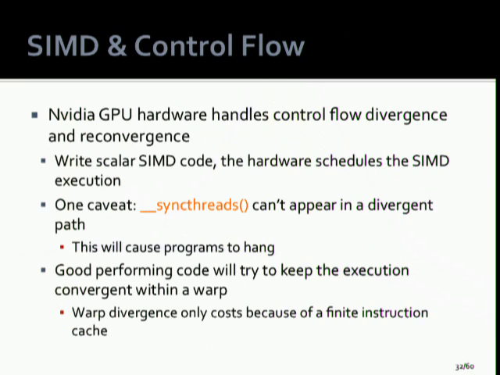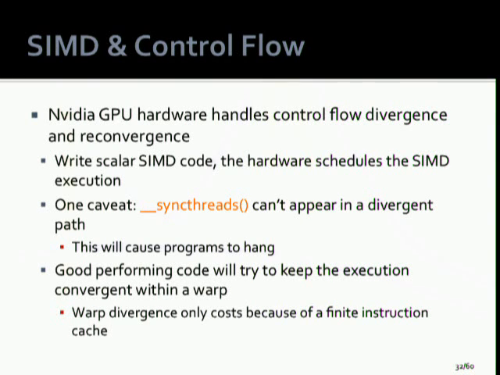SIMD and control flow. So this is always problematic. With SIMD, you want to do the same thing for every SIMD lane, but with control flow, you want to write code for each thread that's going to be mapped onto a SIMD lane, and you want them to be able to do different things because your program requires that for some reason. So the GPU hardware and the compiler actually work together to manage divergence and convergence. If you have some of your threads doing one thing and some of your threads doing another thing, it's no problem unless you try to synchronize.